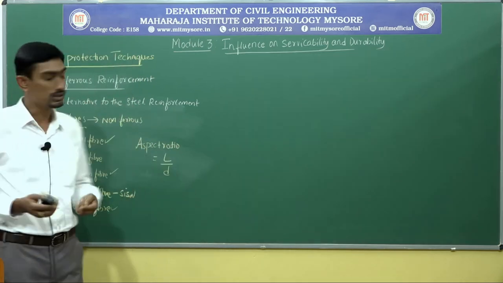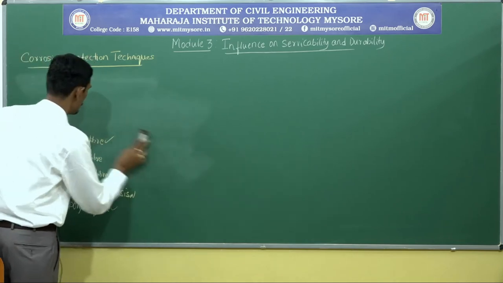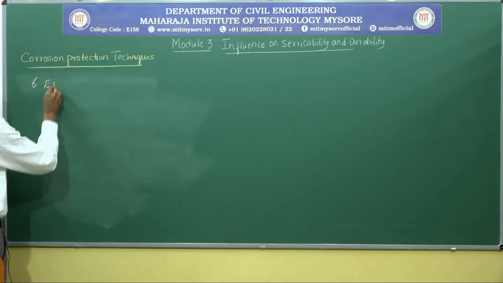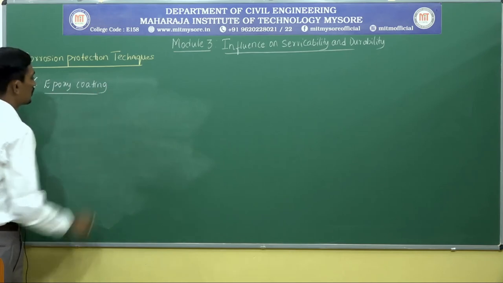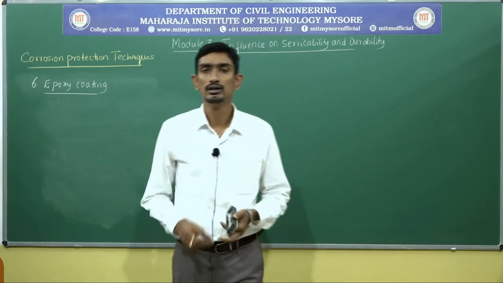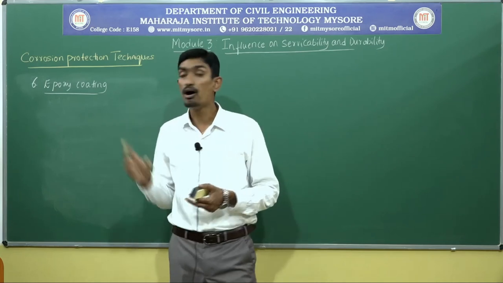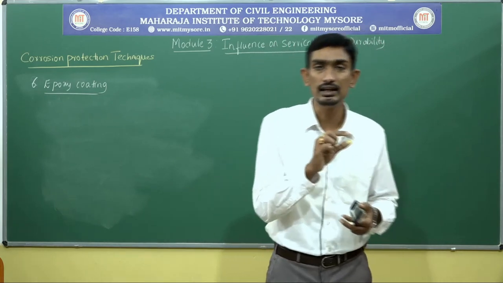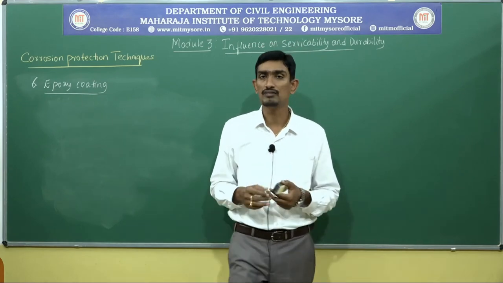Next, the sixth one, epoxy coating. One more corrosion protection technique we can go ahead with in order to protect the steel from corrosion is epoxy coating. That means I am going to lay the epoxy on the surface of a reinforcing bar, to protect the steel from corrosion.